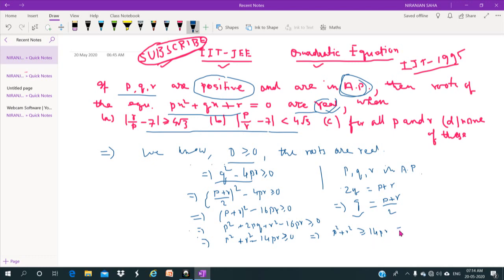So now we can take this in this way. If we take this, divide this by pr, then we will get p by r plus r by p. This will be greater than equal to 14.